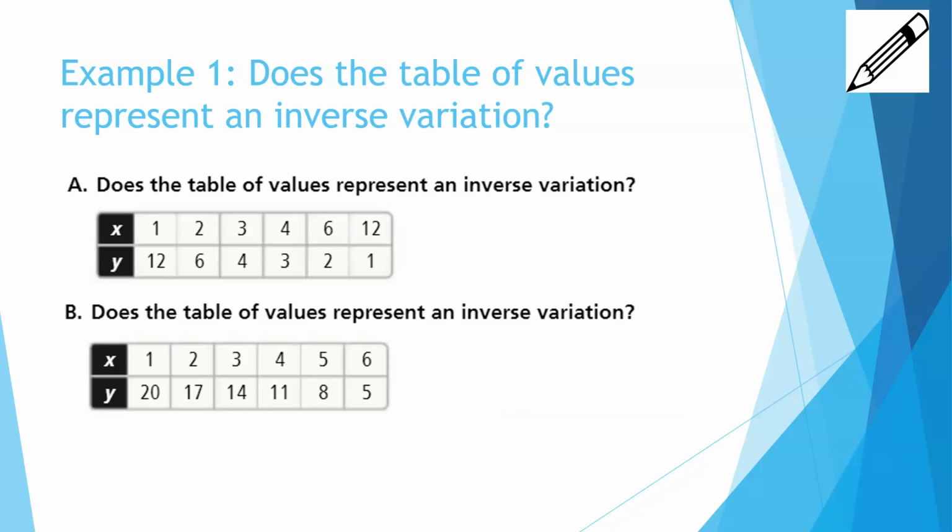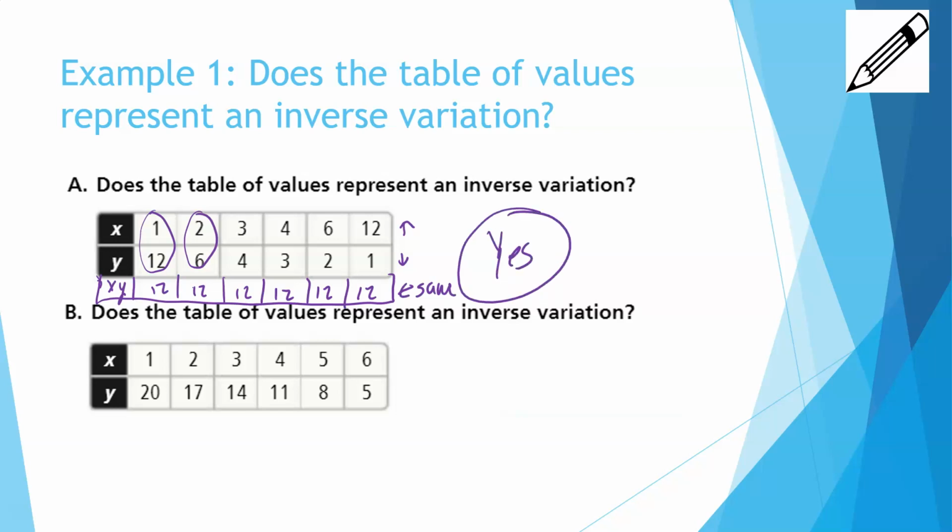What I do when I'm looking at this is I look at my x values and I see 1, 2, 3, 4, 6, 12. Those are going up. The y's, 12, 6, 4, 3, 2, 1, those are going down. So they have that first part, where as one increases, the other decreases. But that's not enough to decide it's an inverse variation. Now I need to find the product of x times y. A lot of times with the table, we'll just put that right below. So 1 times 12 is 12. 2 times 6, 12. 12, 12, 12, and 12. Because all of these are the same, yes, it is an inverse variation. Okay, let's look at the next one.